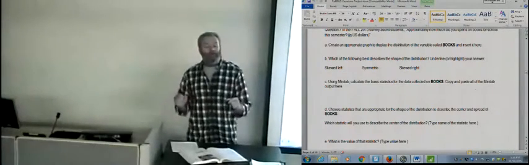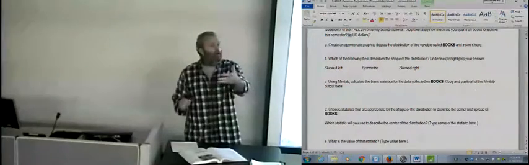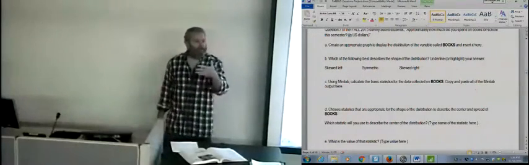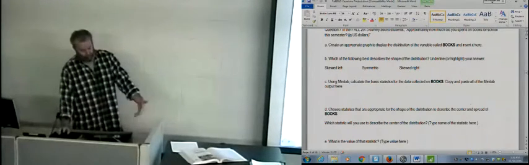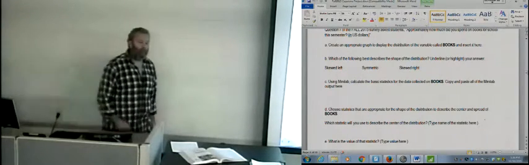What about if it's roughly symmetric? Then for the center, you want the mean. For the spread, you want the standard deviation. See, it says, what statistic will you use to describe the center? It depends on the shape.